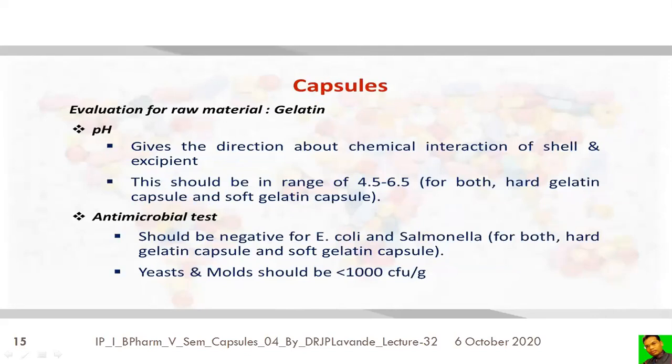Now pH. This pH gives direction about chemical interaction of the shell and the excipient. It should be in the range of 4.5 to 6.5 for both hard gelatin capsule as well as soft gelatin capsule. Again this can be a multiple choice question. For example, what is the pH range for the capsules? Your answer should be 4.5 to 6.5.